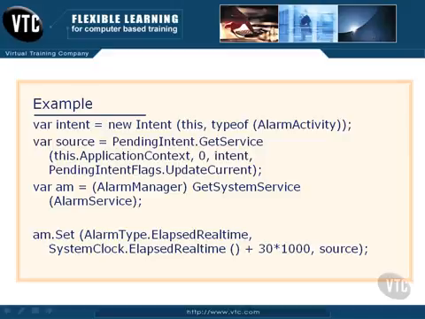So the pending intent get service is a static method that provides us a pending intent. And we pass in this application's context and the intent that we're going to be using. And update current just indicates that we're going to update the current state of the application if it happens to be running, as opposed to rerunning it from start. There are some other flags that you can use.